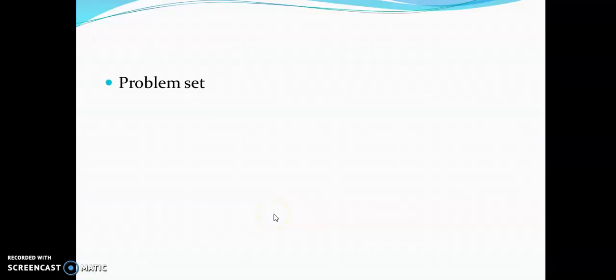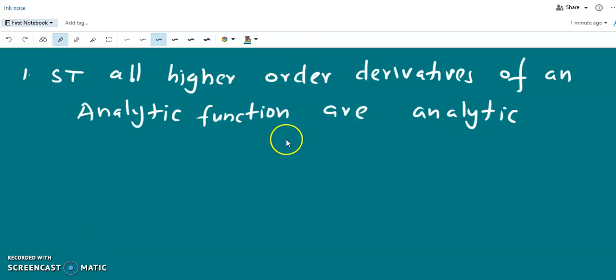Now we can do some problems. The first question is to prove a property of the analytic function. Show that all higher order derivatives of an analytic function are analytic. Or show that an analytic function has derivatives of all order.